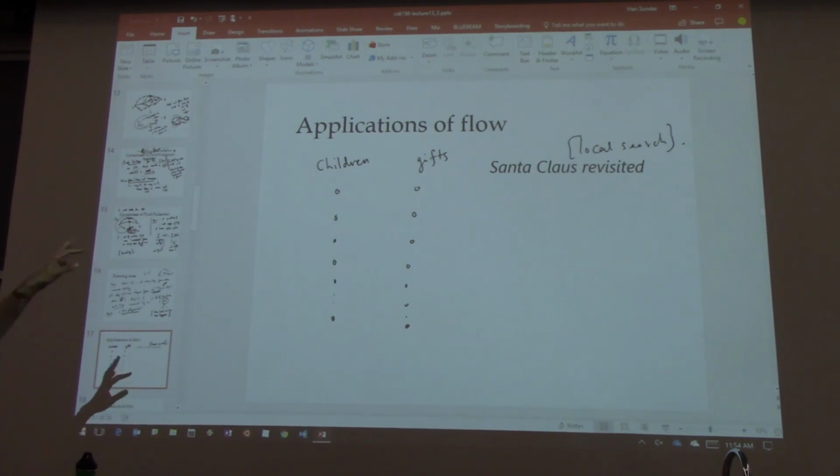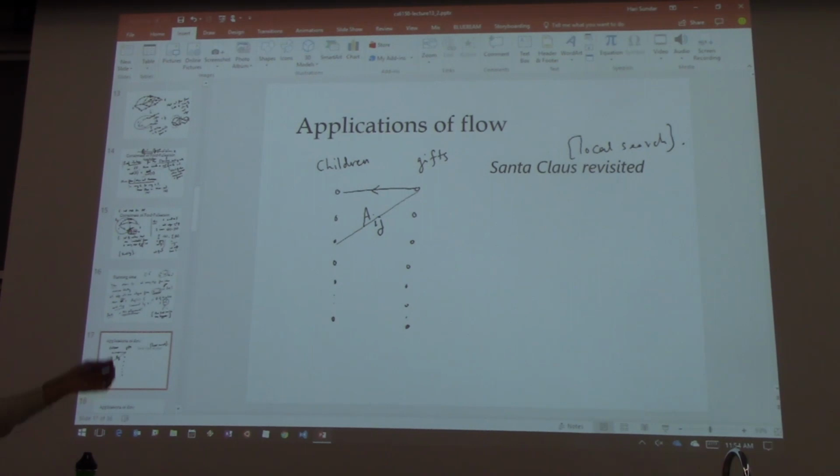So just to introduce, there are some problems that don't obviously look like flows, but it turns out there's a simple reduction to flows. Okay, and that's what I want to get at now. So that's the context, and one example is this problem. Okay, so you had gifts, you had children. Each child had some edge weight, a_ij. This is the value that child i gives to gift j.